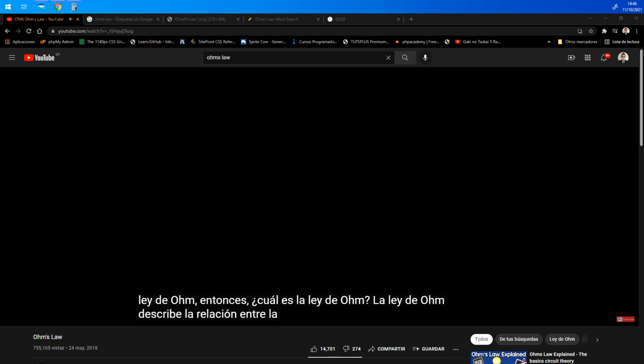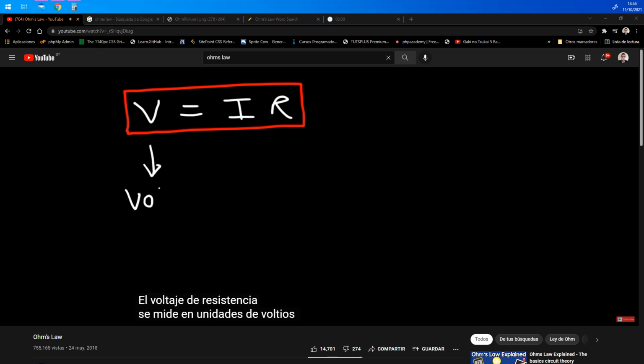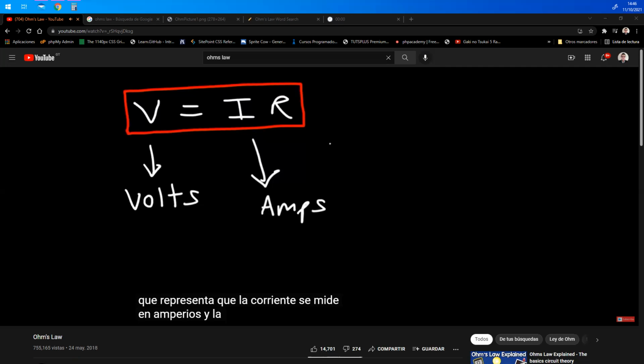Ohm's law describes the relationship between voltage, current, and resistance. Perhaps you've seen this equation: V is equal to I times R. V stands for voltage, I stands for the current, R is resistance. Voltage is measured in volts, I, which represents the current, is measured in amps, and R, the resistance, is measured in ohms.